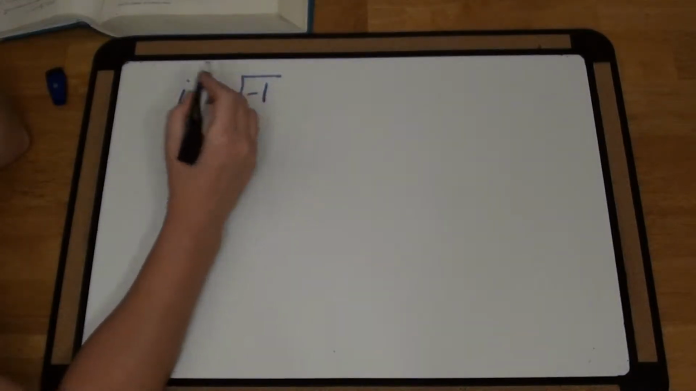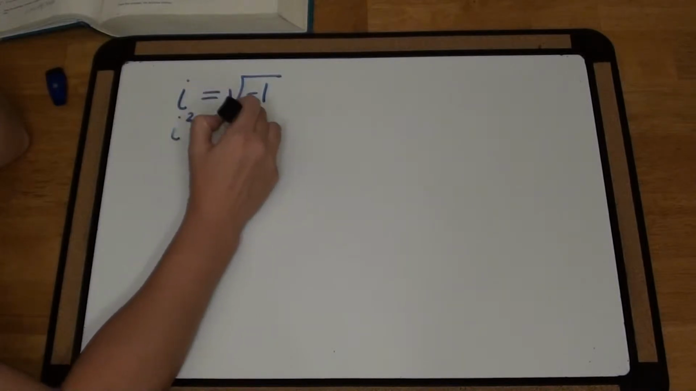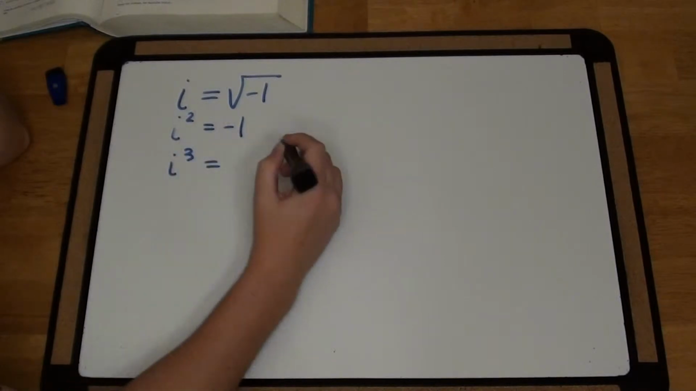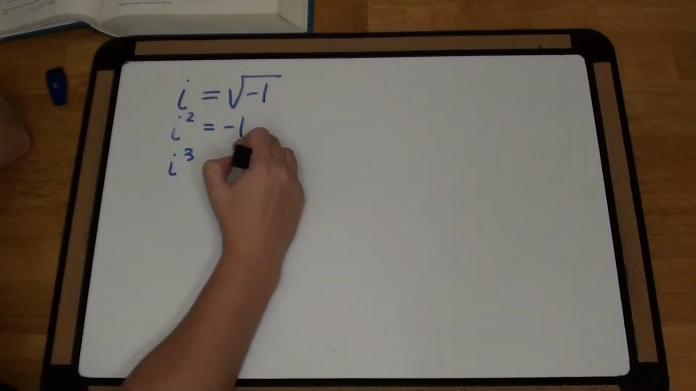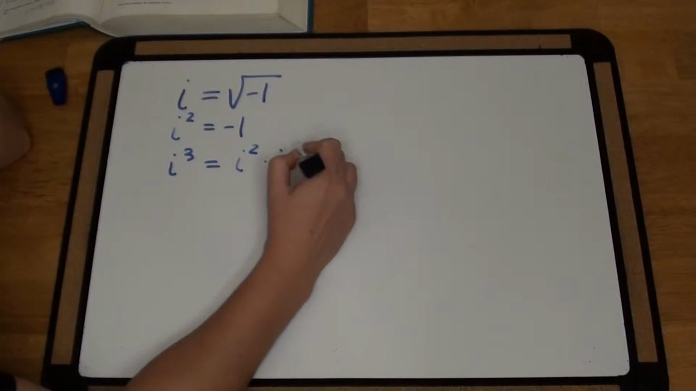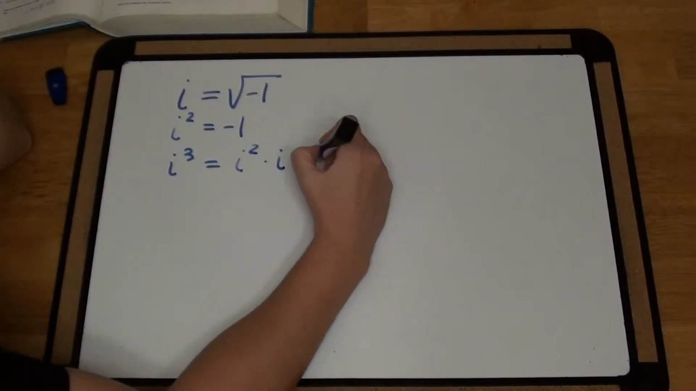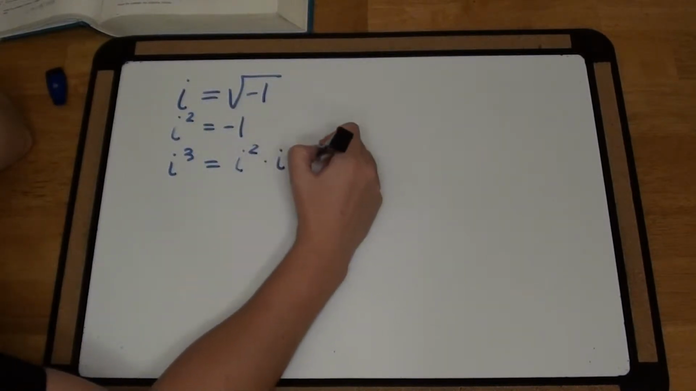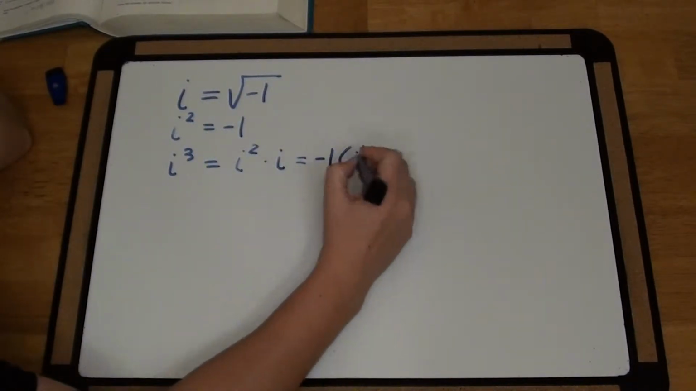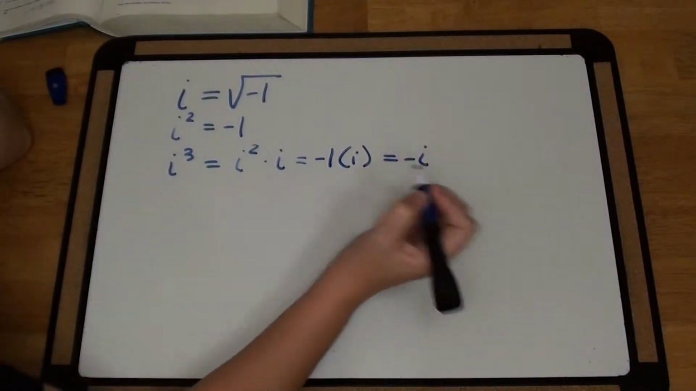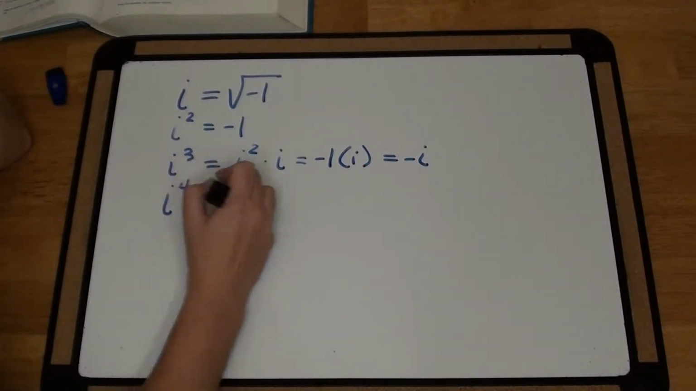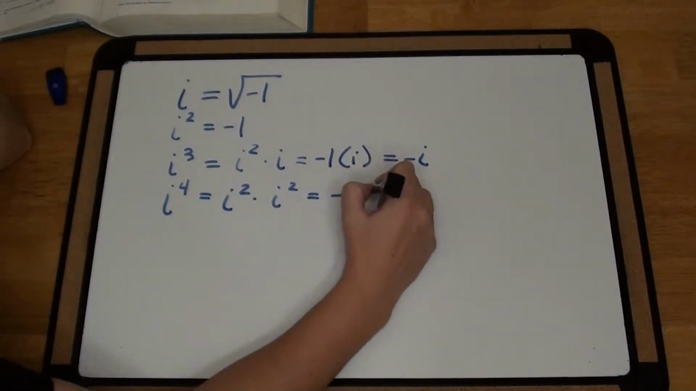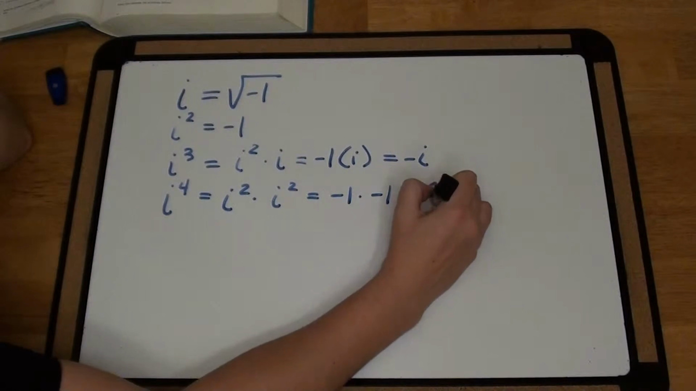So if i is the square root of -1, i squared would be the same thing as -1. And i cubed would be the same thing as i squared times i. Well, i squared is negative 1 times i, right? So that is the same thing as -i. And i to the fourth is the same thing as i squared times i squared, which is the same thing as -1 times -1, which is the same thing as 1.